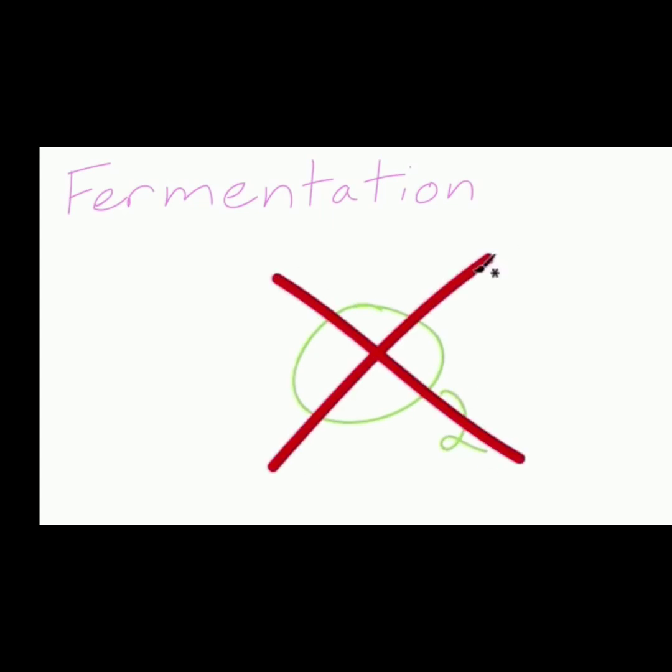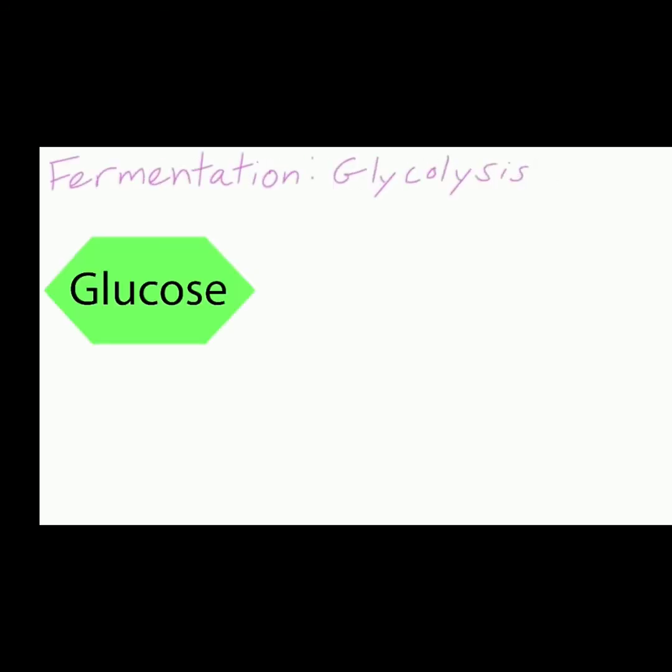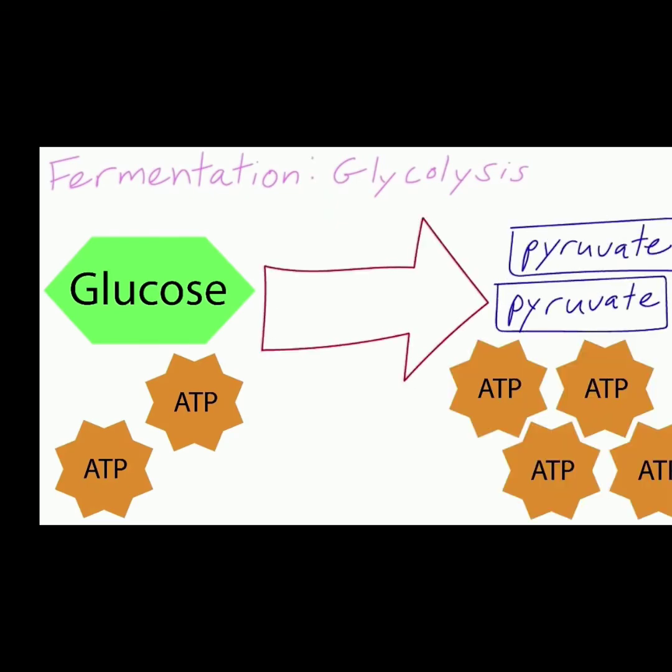Fermentation is an anaerobic process because oxygen is not required for it to occur. But fermentation is not the same as anaerobic respiration. The first step in fermentation is glycolysis. Just like in cellular respiration, the cell breaks down a molecule of glucose to form 2 ATP and 2 pyruvate. What happens next is where fermentation and respiration differ.